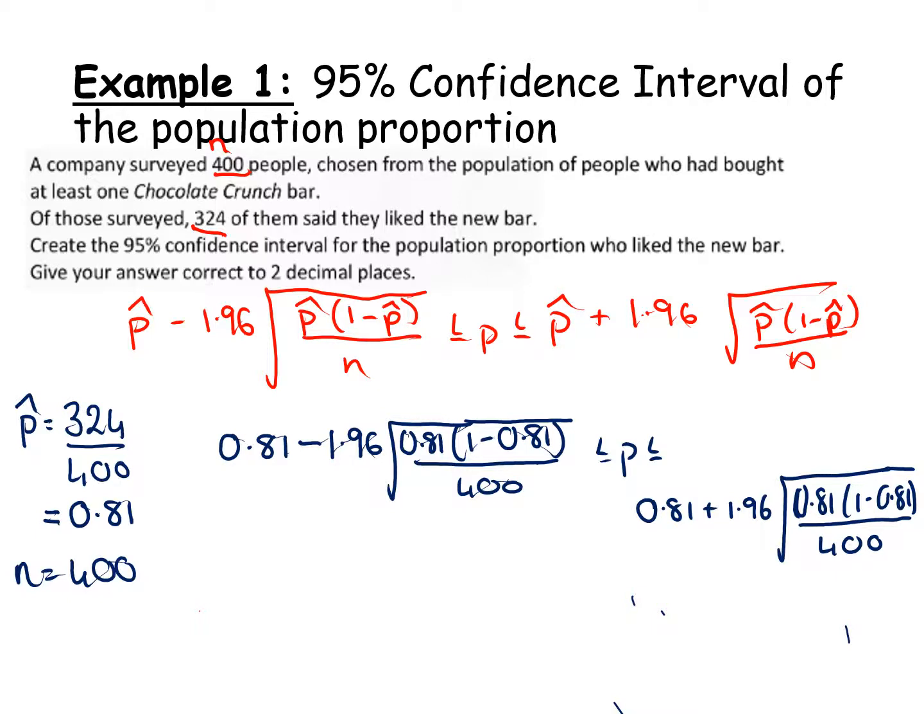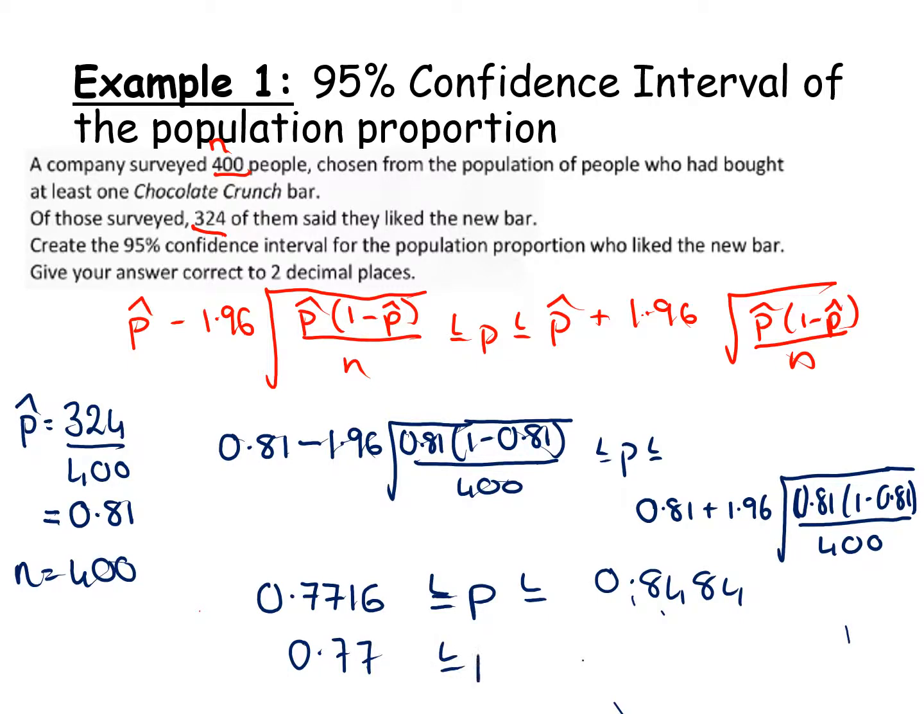So working the first part, we get 0.7716 is less than or equal to p is less than or equal to 0.8484. So it just said to us, create the 95% confidence interval for the population proportion who liked the new bar. Give your answer correct to 2 decimal places. Now, for 2 decimal places, we'll have 0.77 is less than or equal to p is less than or equal to 0.84.